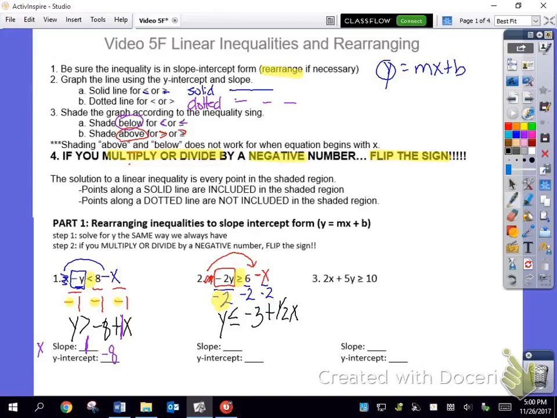So the slope is always by x. Okay, so that is positive 1/2. The y-intercept is the one that doesn't have a variable, so that's negative 3.